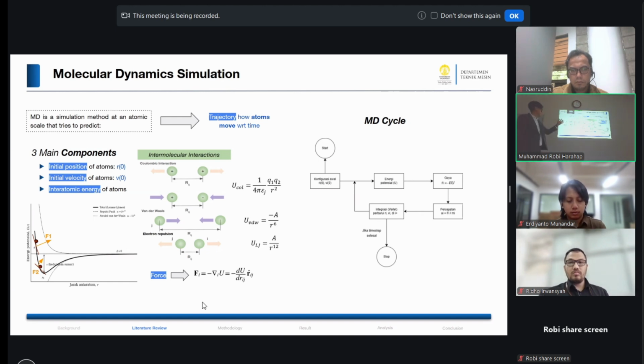That dip is the equilibrium point where the minimum energy is found. Okay, and then by knowing the energy, you can calculate the force. The force is basically the first derivative of energy. Once you get the force, we can calculate the acceleration by using Newton's law of motion. And then, knowing the acceleration, we can calculate the position, velocity, and also energy with a small increment of time.